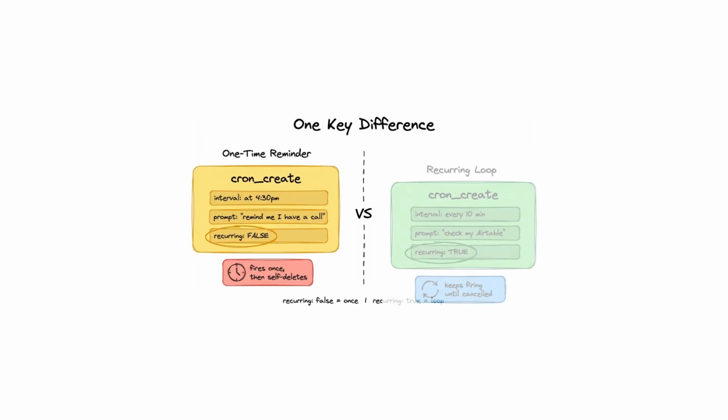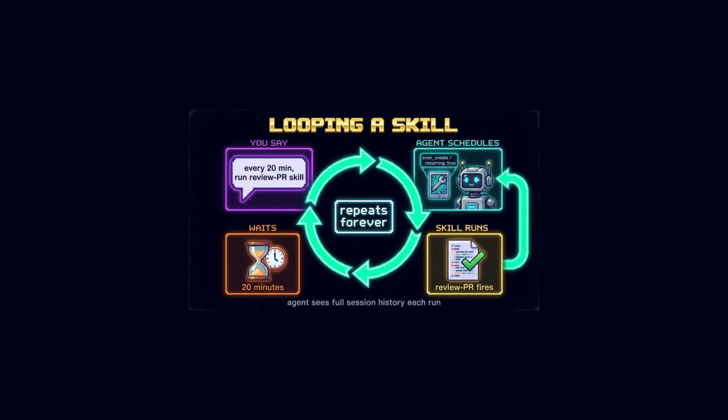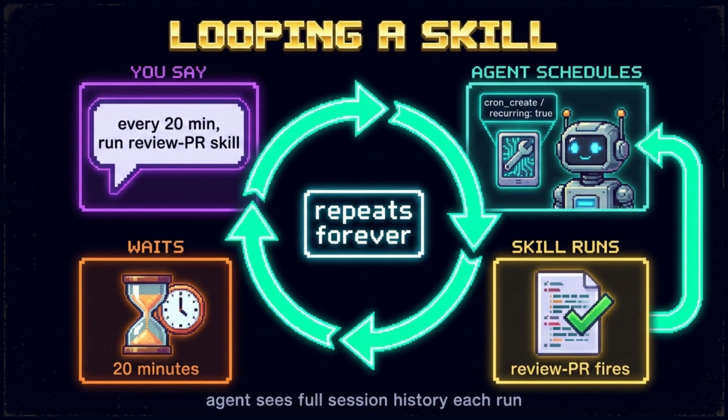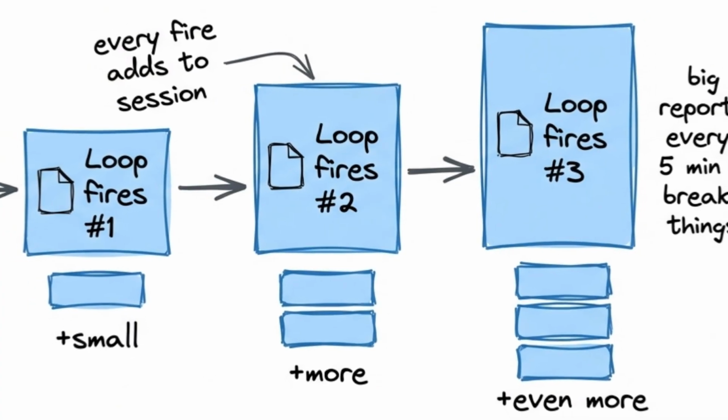Super useful if you're deep in work and don't want to break focus to set a calendar alert. The second mode is a recurring loop. You say every 10 minutes, every hour, every 2 hours, whatever interval you need. Claude creates a cron with recurring equals true, and now it keeps firing on that interval until you cancel it or the session closes or the 3-day max kicks in. You can also loop skills. So if you have a skill called review PR or checks pipeline, you can literally say every 20 minutes, run my review PR skill. It will run the skill. And because it's all in the same session, the agent sees the full history of what happened before, which is really powerful for monitoring over time.